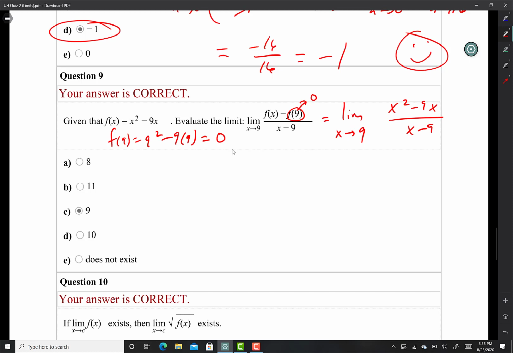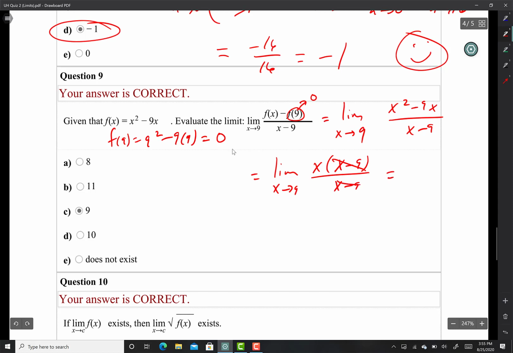There we go. I can't do direct substitution because I'll get 0 over 0, which means I definitely have a limit, right? Because it's indeterminate form. So I'm going to write the word limit as x approaches 9. I'm going to factor out an x. So I get x times x minus 9 over x minus 9. Those x minus 9s cancel out.